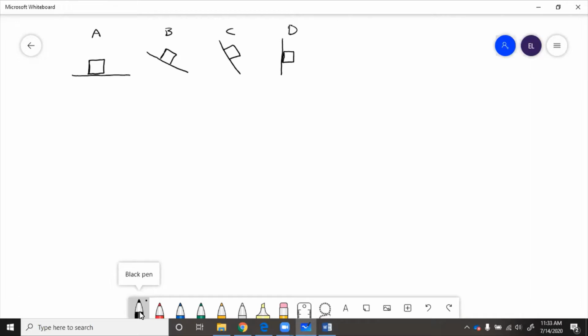Now in situation B or C, how do we know if the block will move or not? How do we know how slanted the surface has to be to make the block move? That's what we're going to look at in this example. So let's say there's a block on a plane, and the plane is at some angle theta. So here is the block, here is the plane. So how do we know what angle is going to cause this block to slide? Or what other factors even matter?